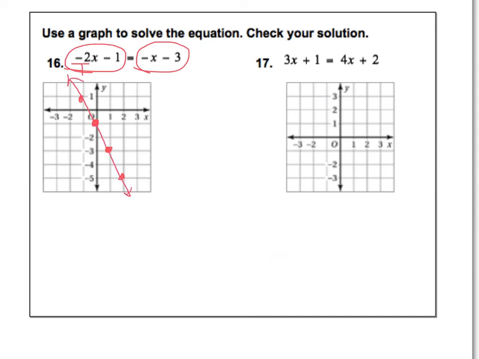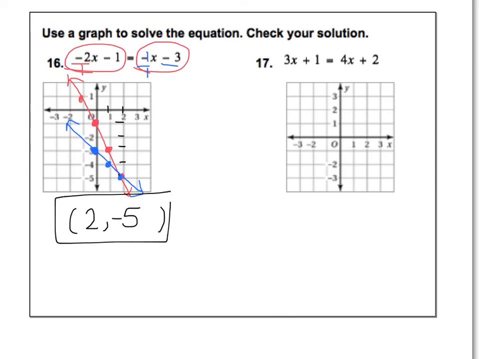Then I use my second equation. My y-intercept is -3, and my slope is -1 over 1. So from that point, I go down 1 over 1, down 1 over 1, and I have found where they cross. Just a reminder that you have to have your coordinate point listed for your final answer. So on our x-axis, we had to go over 2, and on our y-axis, we had to go down 5. So that would be a -5.